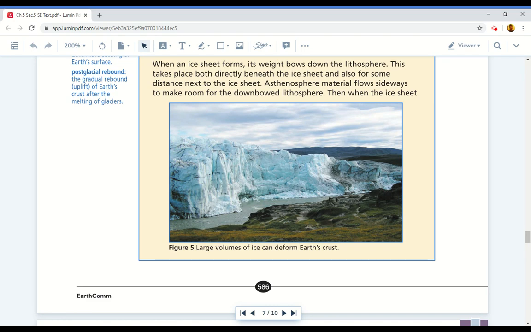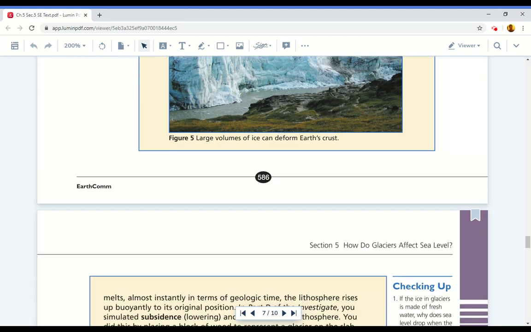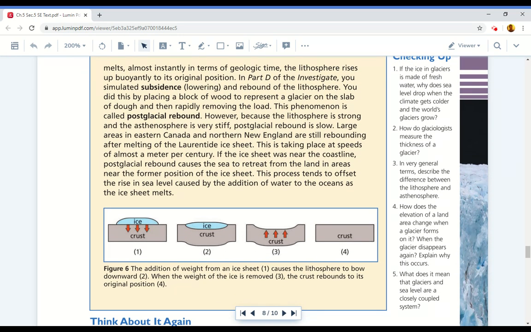This takes place both directly beneath the ice sheet and also for some distance next to the ice sheet. Asthenosphere material flows sideways to make room for the down-bowed lithosphere. Then, when the ice sheet melts, almost instantly in terms of geologic time, the lithosphere rises up buoyantly to its original position.